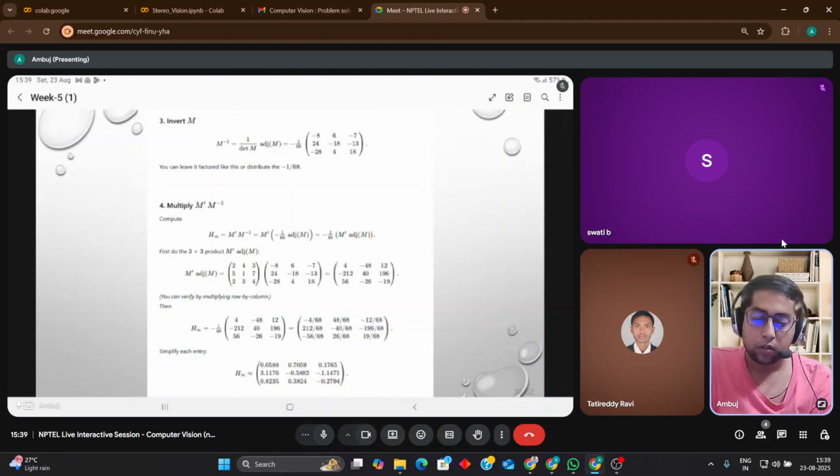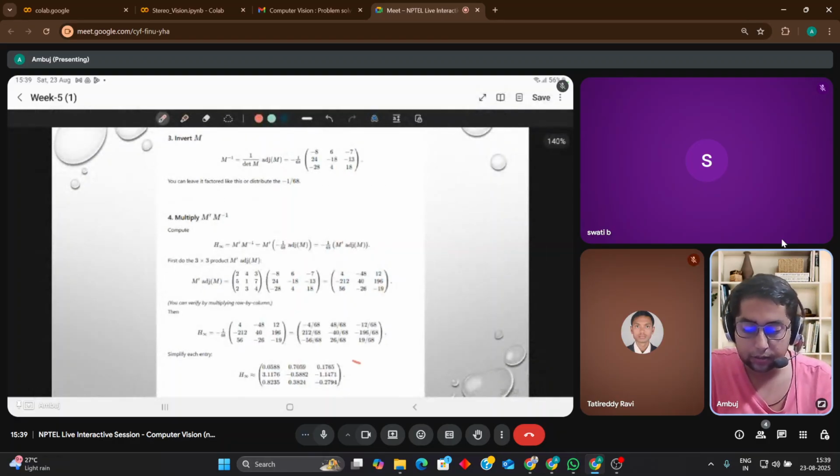That H infinity you just try to see here. It is coming like this particular value.